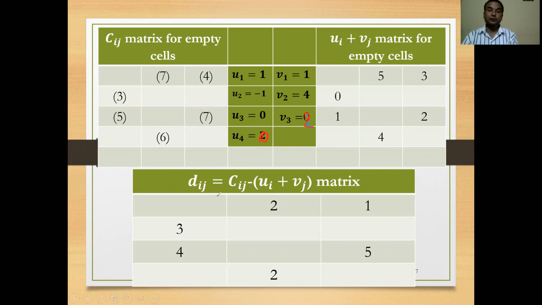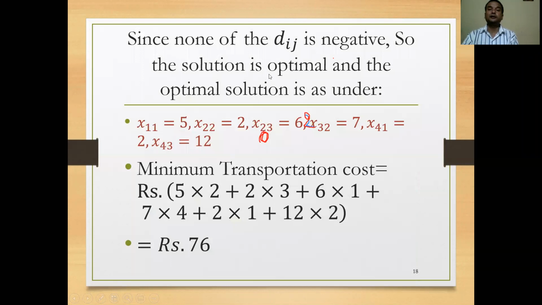Then we have to find Dij by applying this matrix minus this matrix. So we have 7 minus 5 is 2. 4 minus 3 is 1. 3 minus 0 is 3. 5 minus 1 is 4. 7 minus 2 is 5. And 6 minus 4 is 2. So none of the Dij is negative. Therefore, our solution is optimal, and this is the solution procedure.